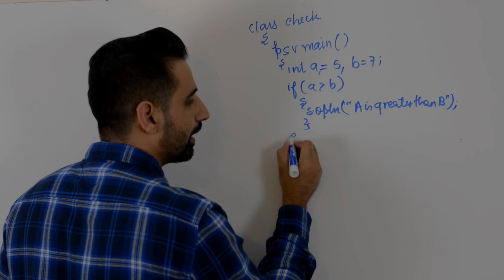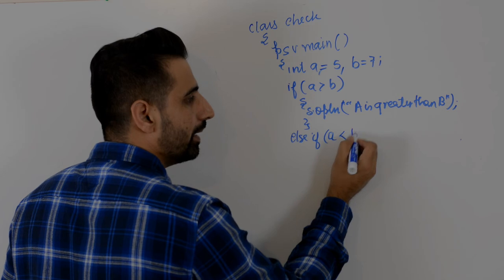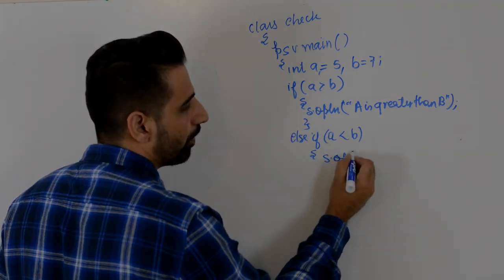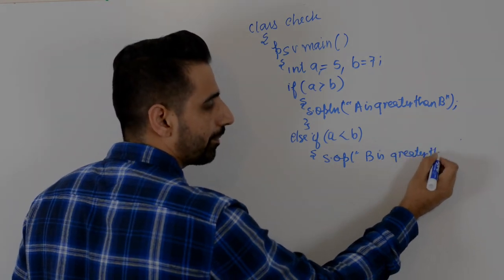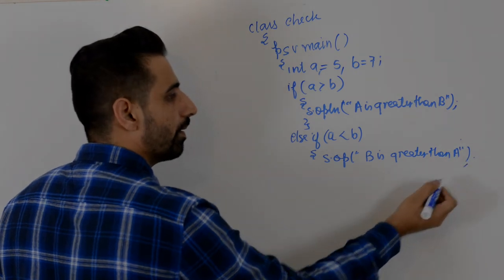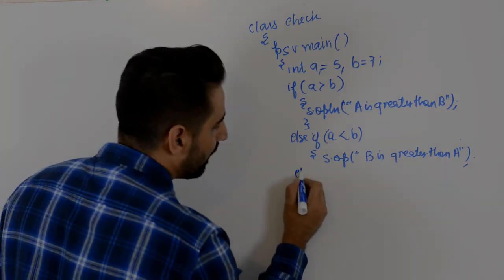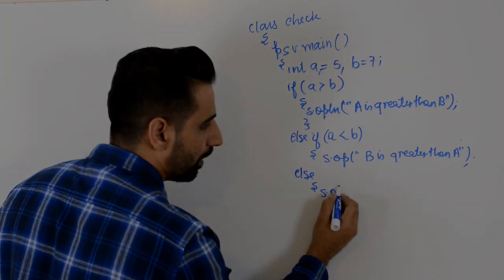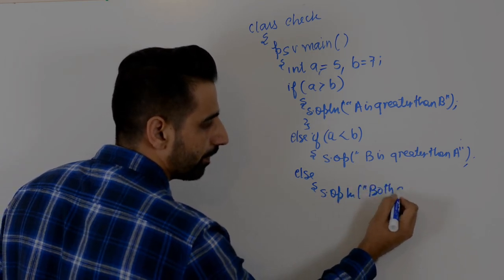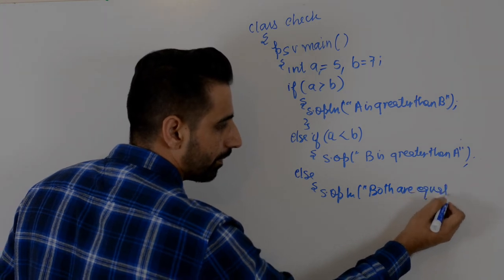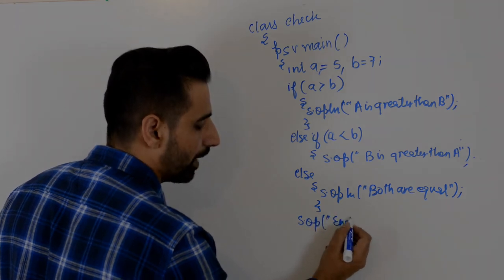Then we close this if, then next we write down else if A is less than B. So what will we write down here? Which is greater? B is greater than A, because here we have the less than sign, here we have the greater than sign. And last we can write down else System.out.println, both are equal, and last we can write down System.out.println end of program.